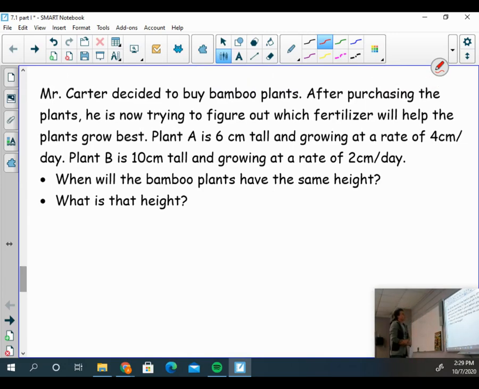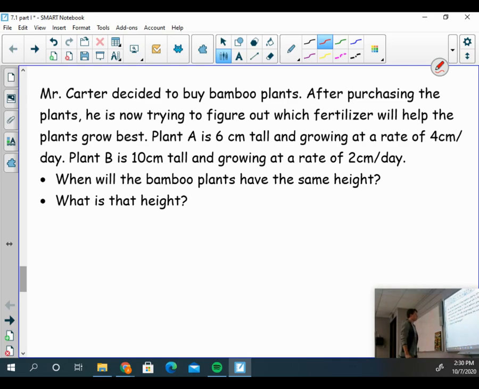Mr. Carter decided to buy bamboo plants. After purchasing the plants, I'm going to figure out which fertilizer will help the plants grow best. Plant A is 6 centimeters tall and growing at a rate of 4 centimeters per day. Plant B is 10 centimeters tall and is growing at a rate of 2 centimeters per day. We want to know when the bamboo plants will have the same height and what that height is. A lot going on here, but how could we solve this by graphing?